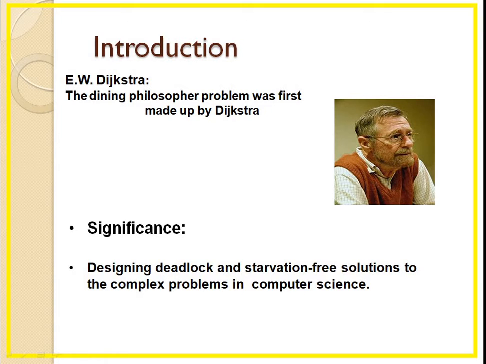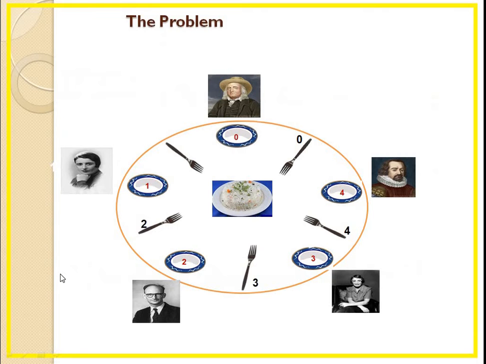Today our topic is the Dining Philosopher Problem, posed by Dijkstra in 1965. The significance of the problem is that it designed a deadlock and starvation free solution to a complex problem in computer science. The problem is quite simple and is as follows.